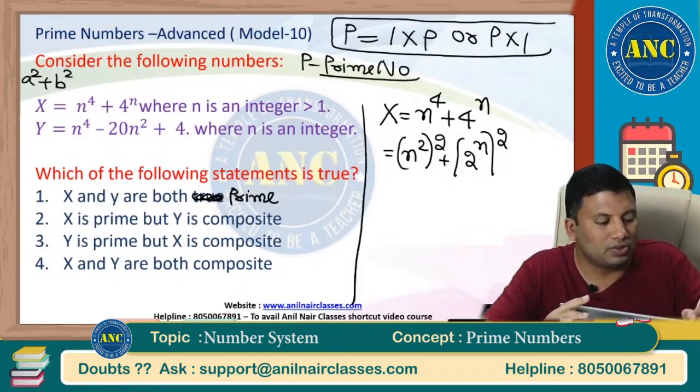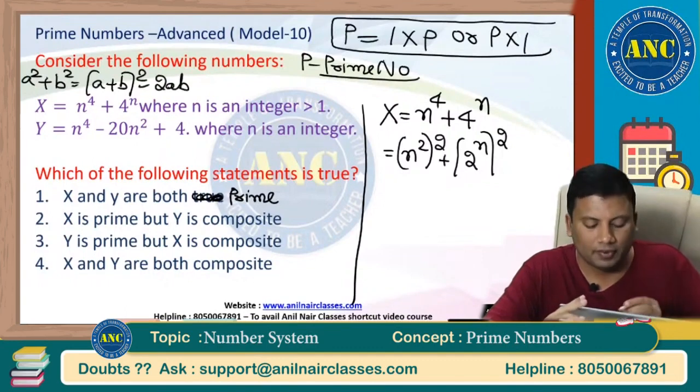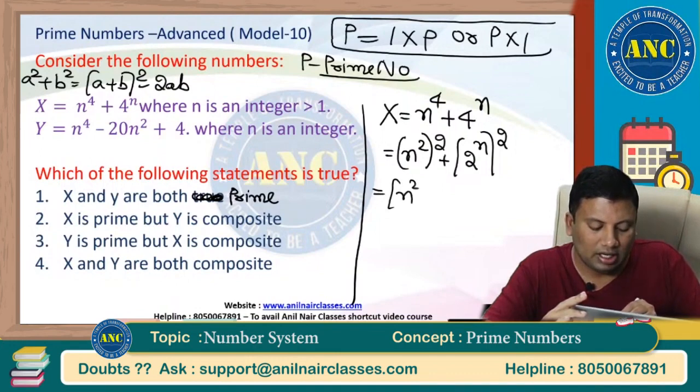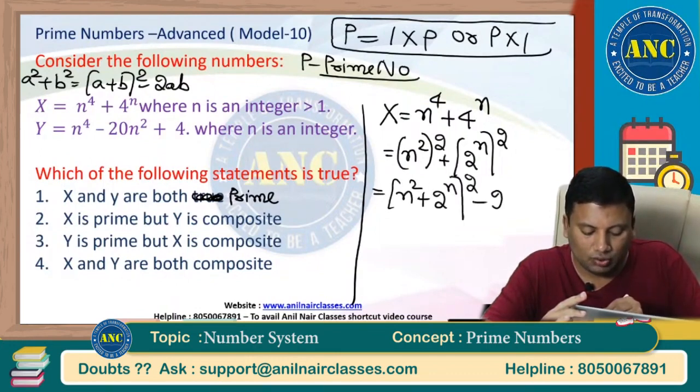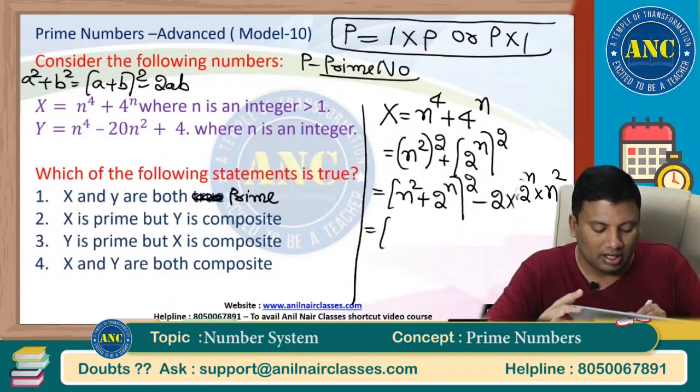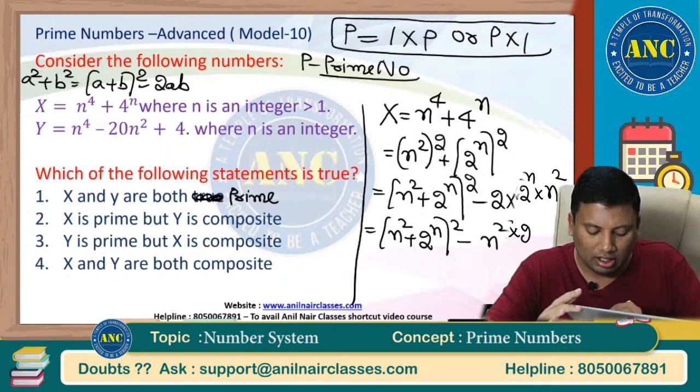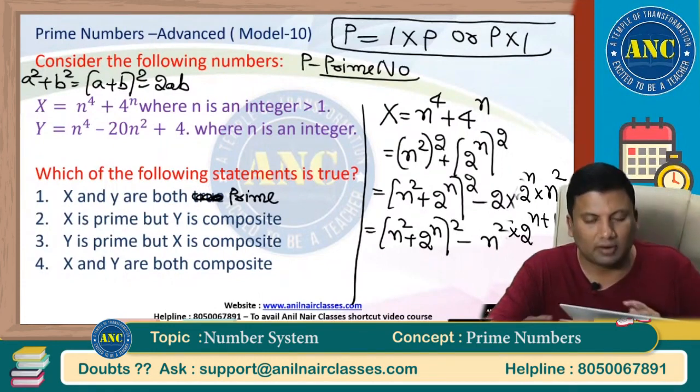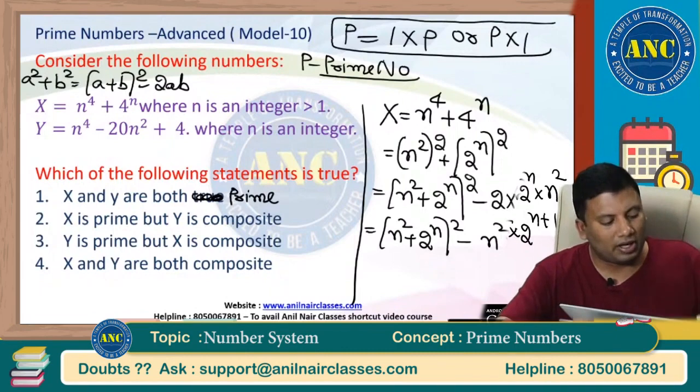a square plus b square is nothing but a plus b whole square minus 2ab. So, this is nothing but n square plus 2 power n whole square minus 2ab, 2 into 2 power n into n square. This is nothing but n square plus 2 power n whole square minus n square into 2 power n plus 1.